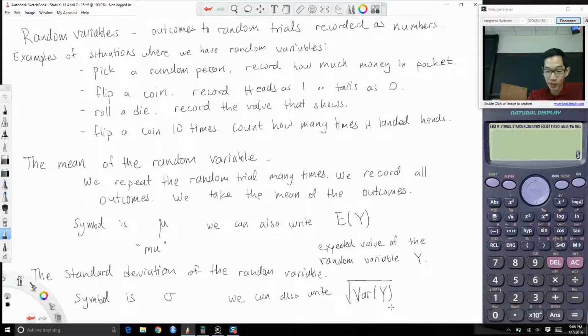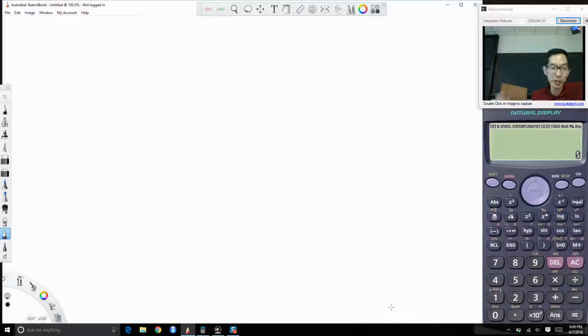But of course, we have theoretical rules on how to get that, so I'm going to put up some formulas for calculating the expected value, or the mean, of a random variable, and the variance here. So what is the mean?